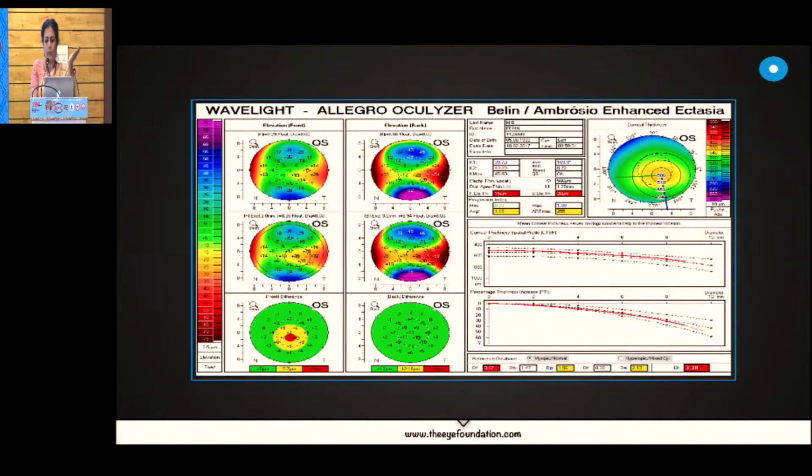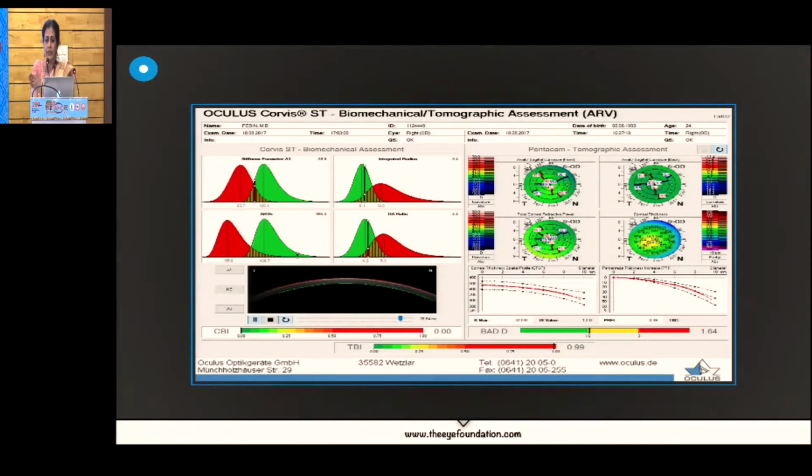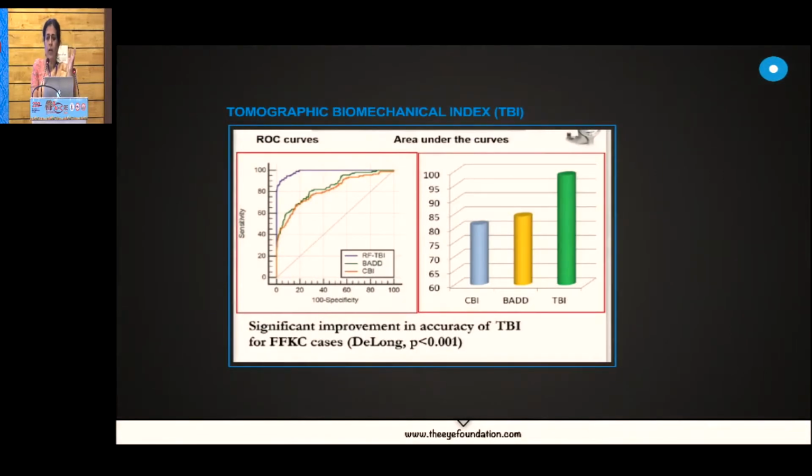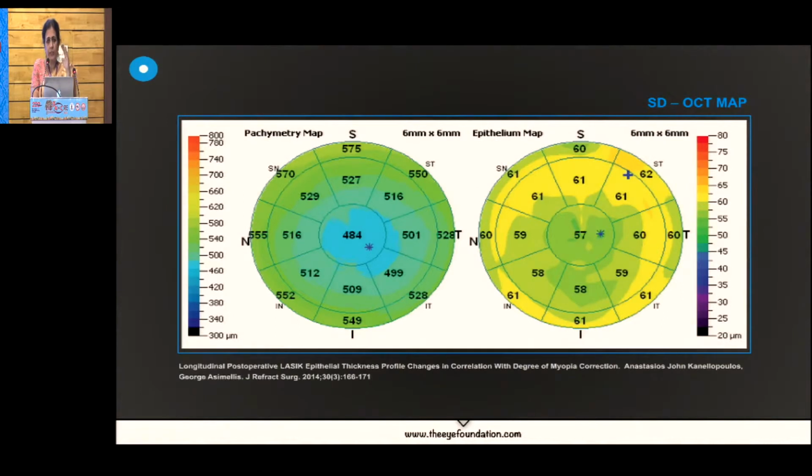Just like Dr. Shreyash has told, I'm not going back and forth, that this was a case in Pentacam which was again reiterated in the TBI, but there are some cases where the Pentacam doesn't show and the TBI shows. However, it now comes to stand that a statistically significant role is played by this TBI index.